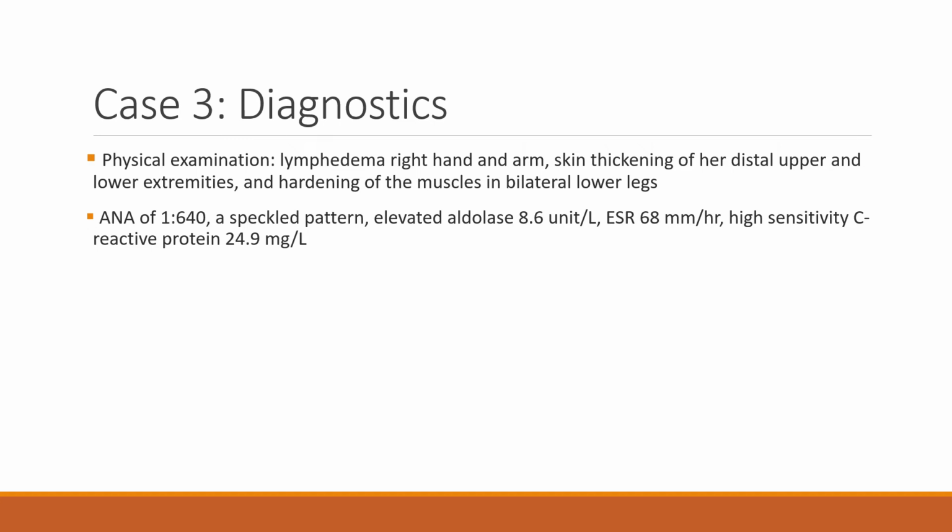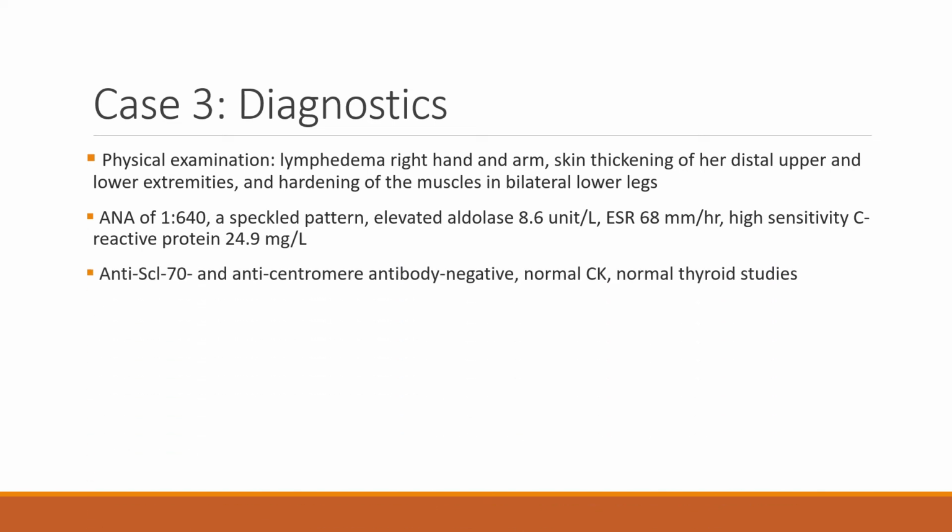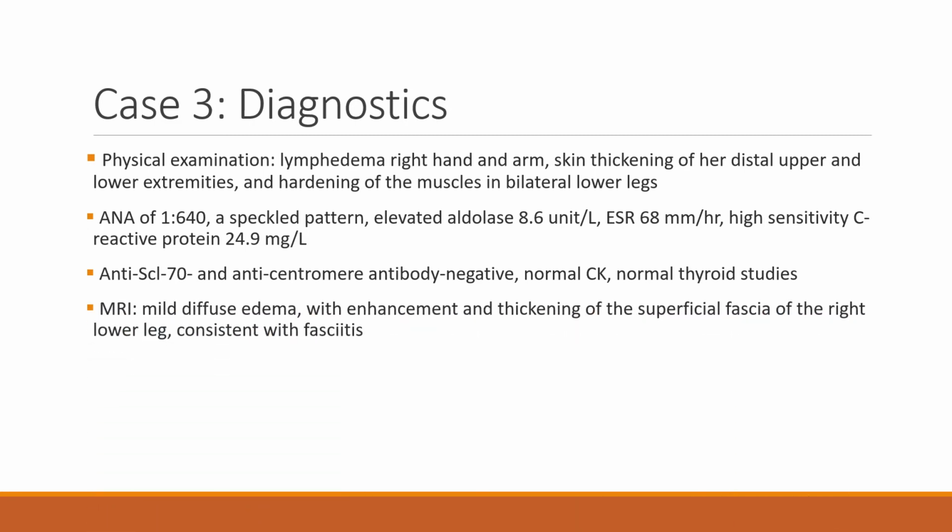She had a positive ANA of 1 to 640. The pattern was speckled. She had an elevated aldolase of 8.6, ESR 68, high sensitivity CRP of 24.9. Her anti-SCL70 and anti-centromere antibodies were negative. She had a normal CK, and her thyroid studies were normal as well.